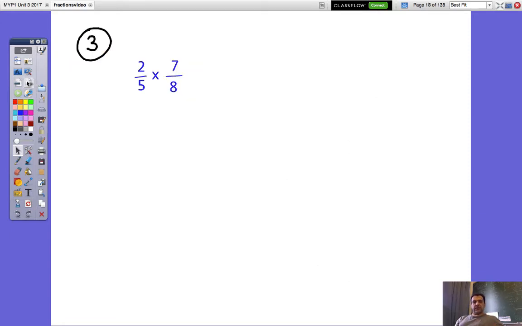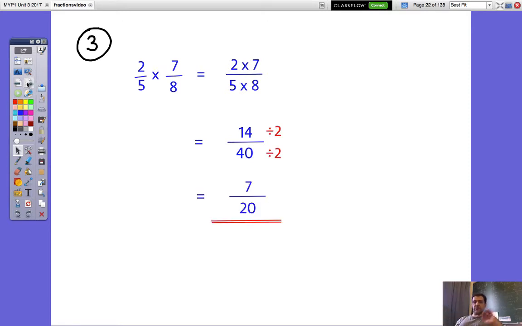Next one, slightly neater, 2/5 times 7/8. So that's 2 times 7 over 5 times 8, which is 14/40. And 14 and 40 can both be divided by 2. So I divide by 2/2 to simplify that to 7/20.